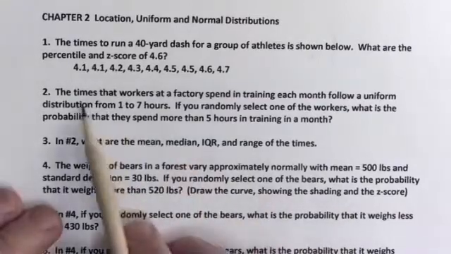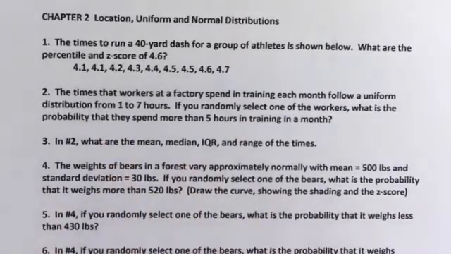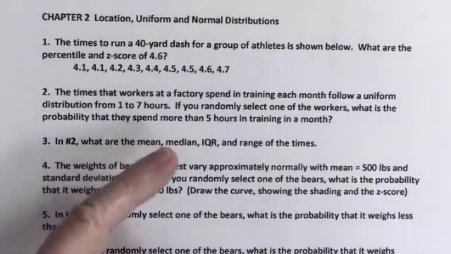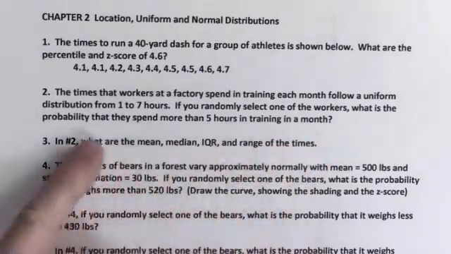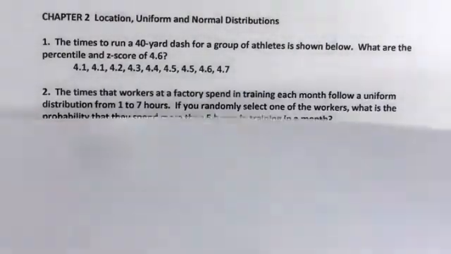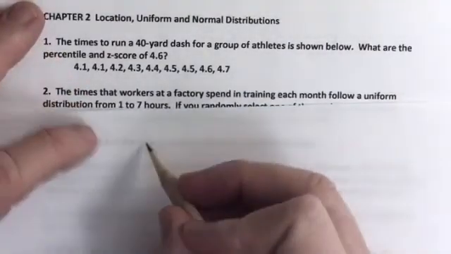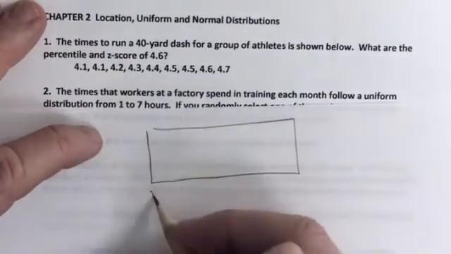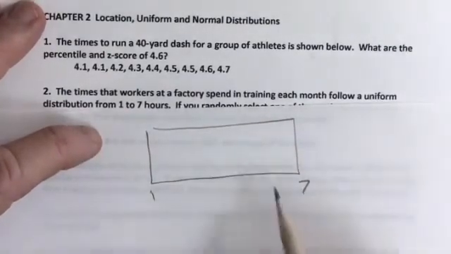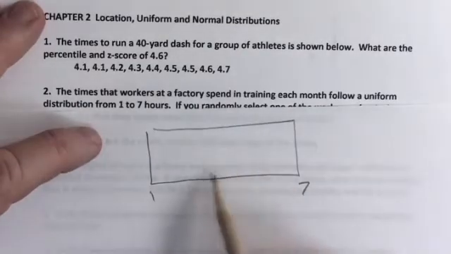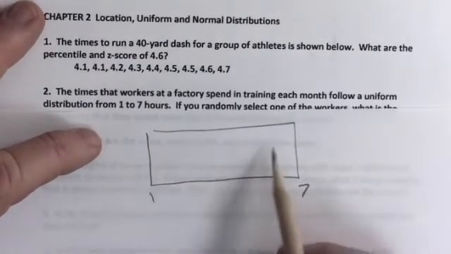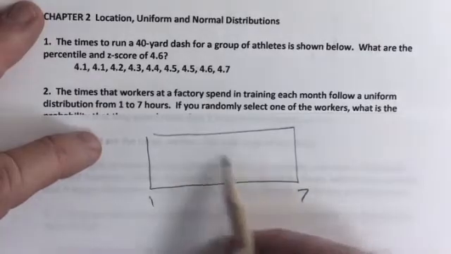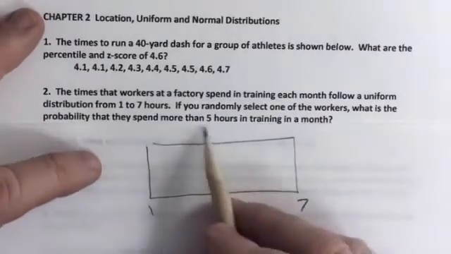Number 2: the times that workers at a factory spend in training each month follow a uniform distribution from 1 to 7 hours. If you randomly select one of the workers, what's the probability they spend more than 5 hours in training? Uniform means it's a rectangle. It goes straight across, and this goes from 1 to 7 hours. Every one of these points in this rectangle represents a training time. So if I randomly select one of these times, what's the probability it's more than 5?